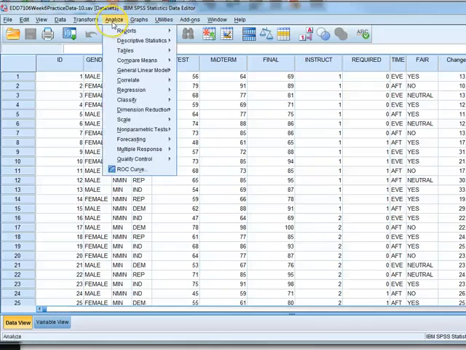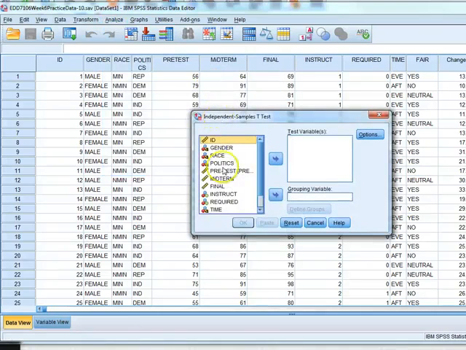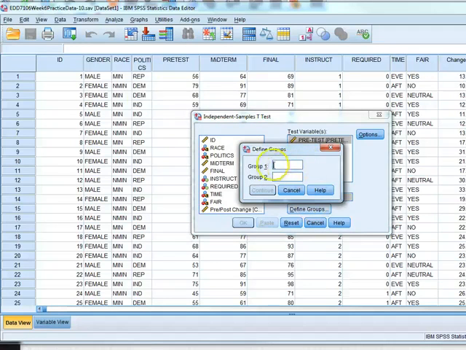So if we go up to Analyze, Compare Means, Independent Samples T-Test, we could take a look at the pretest scores based on gender. And when we're asked to define the group, we're going to have to type in the male and female, just how it's listed in the data there.